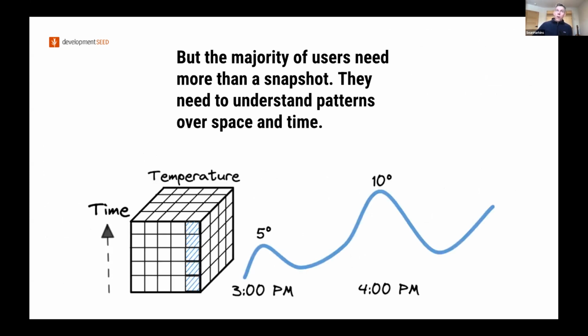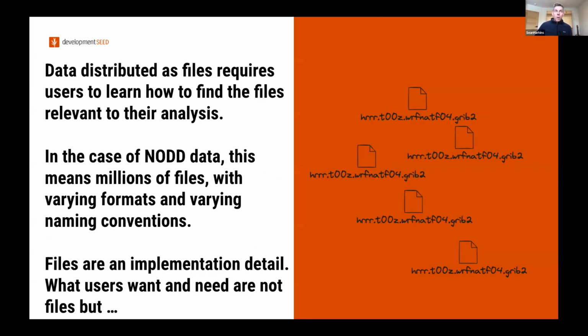But like we outlined before, most users don't want to work with single time steps. They need to do analysis or understand the planet over space and time and look for patterns that are spatiotemporal. So data distributed as files requires users to learn how to find the files relevant to their analysis. In the case of NOD data, this means millions of files with varying formats and naming conventions. So Stack can provide a map for this data and allow you to find the files that you're working with.